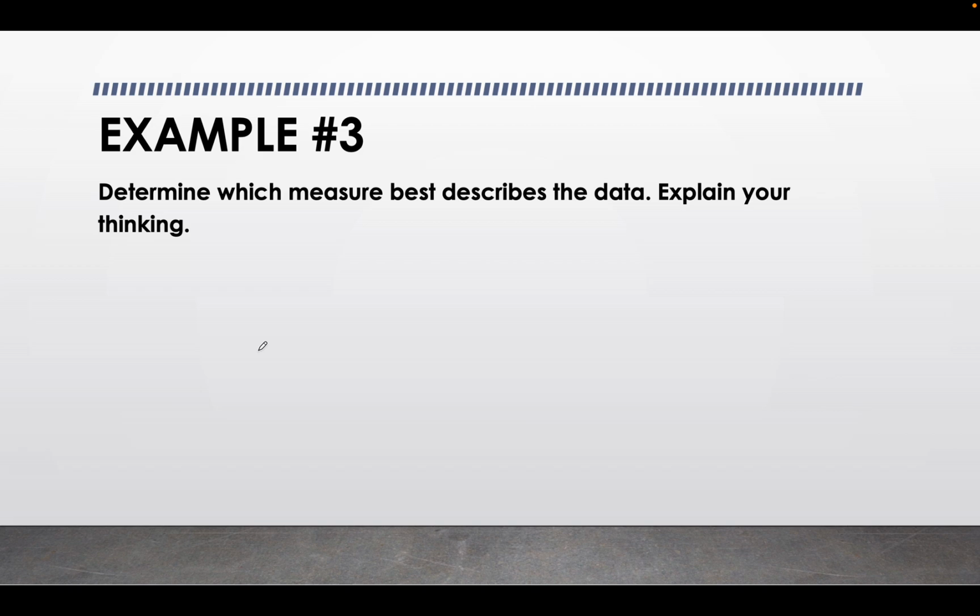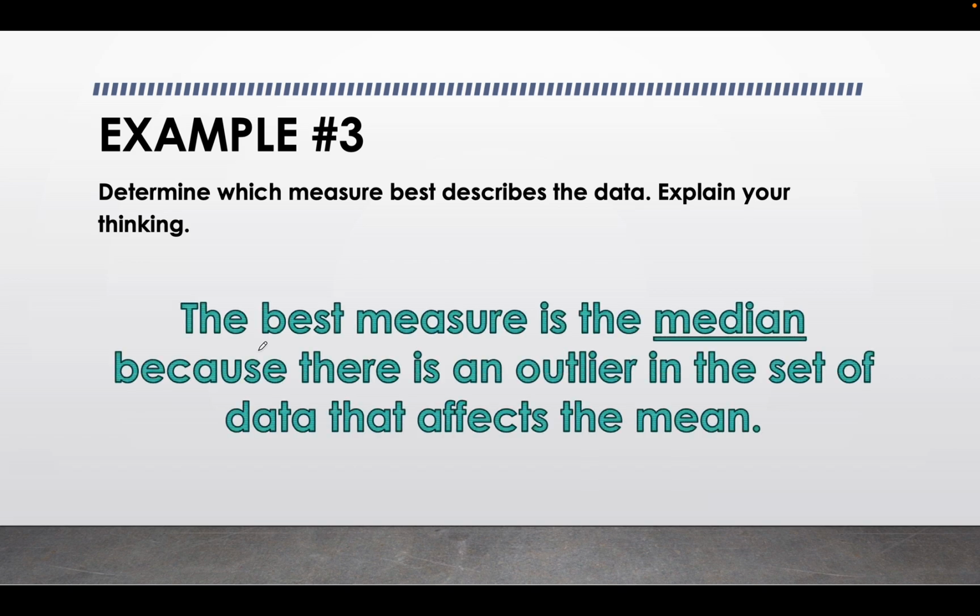So going back to the data with the temperatures, in this case, the one that would describe the data the best would be the median because we said the outlier will affect the mean the most.